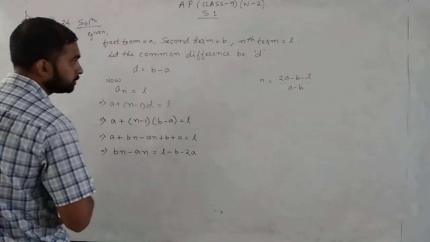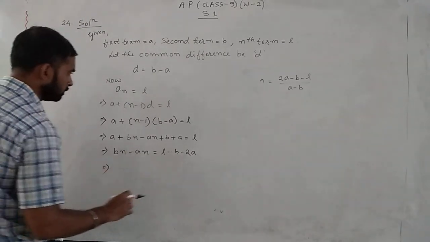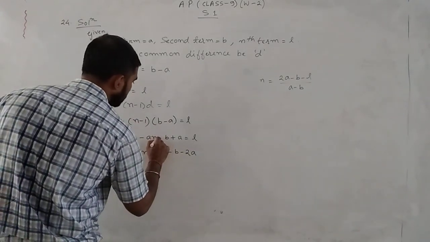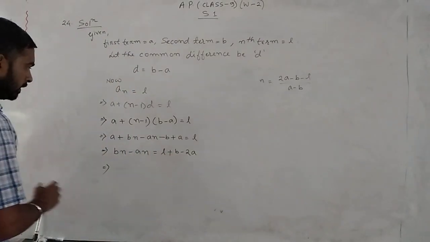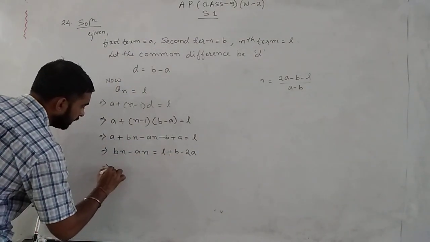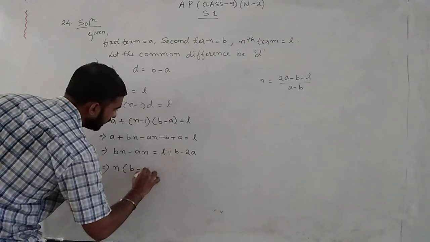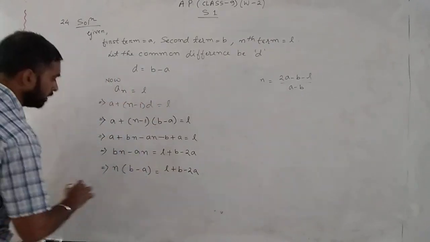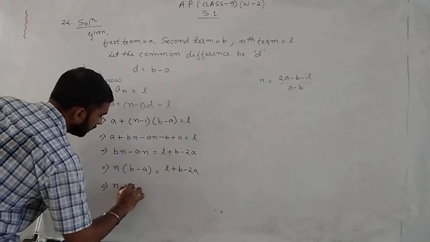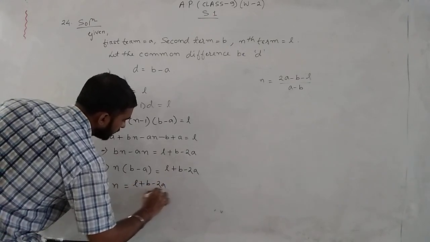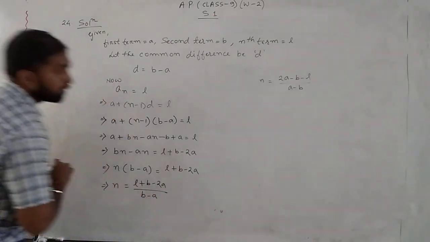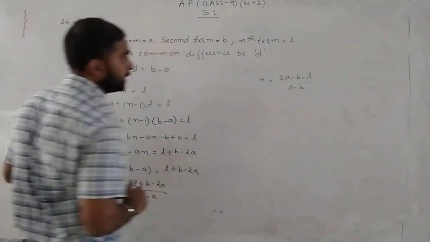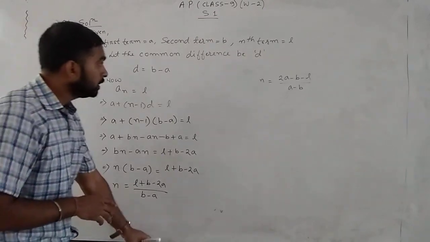Yes, correct. Let me see. Bn minus An, which is minus B, sorry, plus B. Okay. Now here Bn minus An, n common, B minus A equals L plus B minus twice A. So what is n? n equals L plus B minus twice A by B minus A. But this is not the question. The question is to prove that n equals twice A minus B minus L by A minus B.